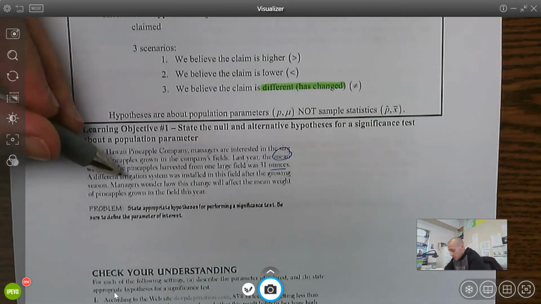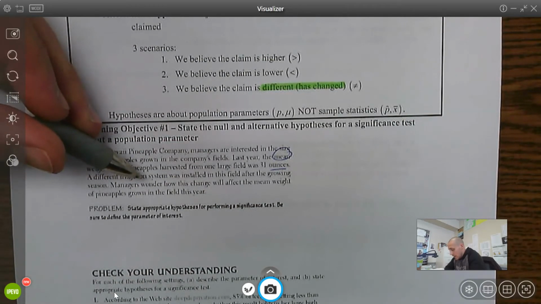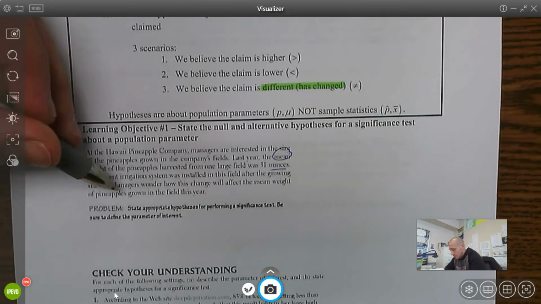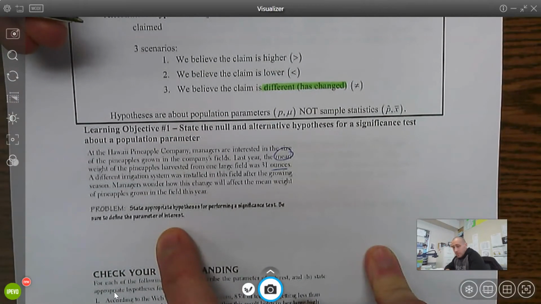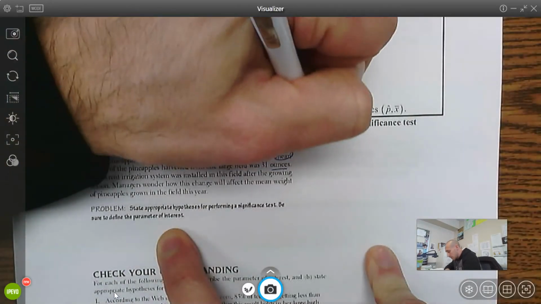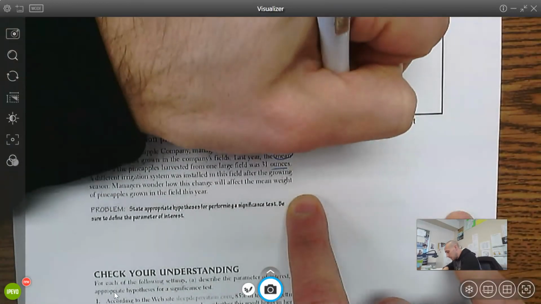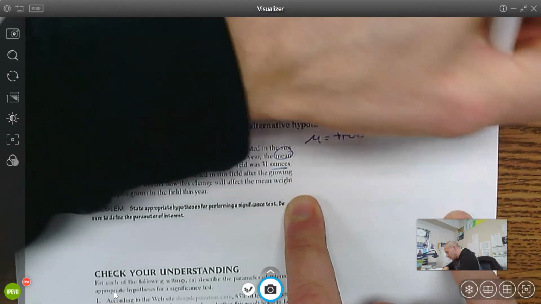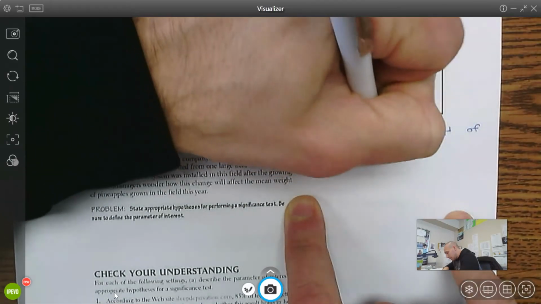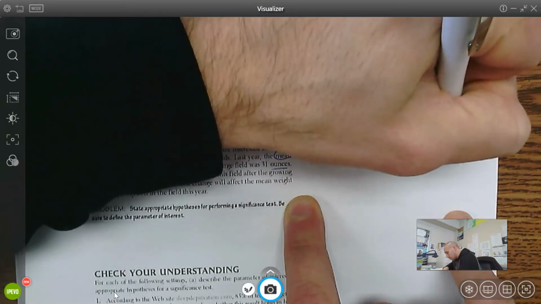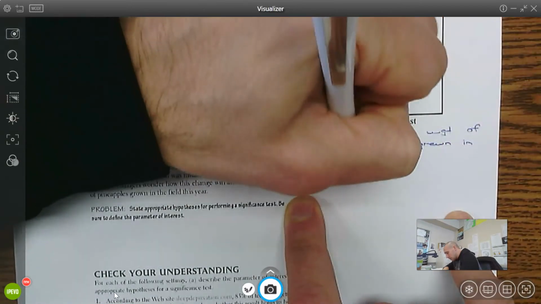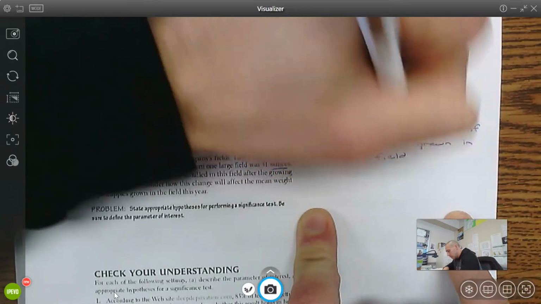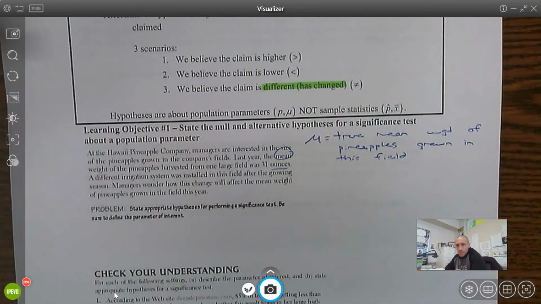A different irrigation system was installed in the field after the growing season. Managers wonder how this change will affect the mean weight of the pineapples grown. Be sure to define the parameter of interest. This is in words. Take your symbol and put it into words. This is quantitative, so I'm using mu. And that would be the true mean weight of pineapples grown in this field. All right, so the parameter is mu.